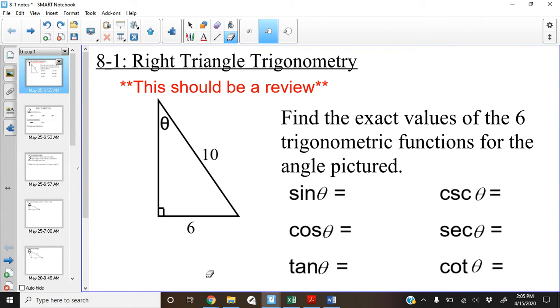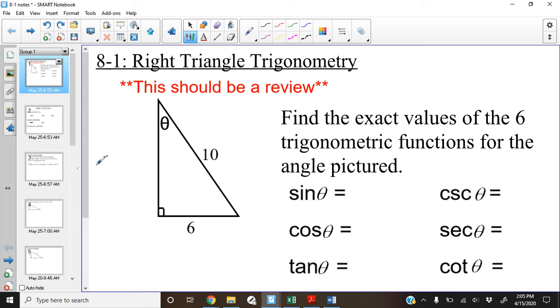Good morning, everyone. So today we're going to be doing the first day of section 8.1, right triangle trigonometry. I posted the entire notes packet blank slides for you, but today we're only going to be covering the first 5 slides, and then tomorrow we'll be doing the remainder. So tonight's homework is going to be on Delta Math. It's going to be called PC Right Triangle Trig Review, and that's going to be your homework.